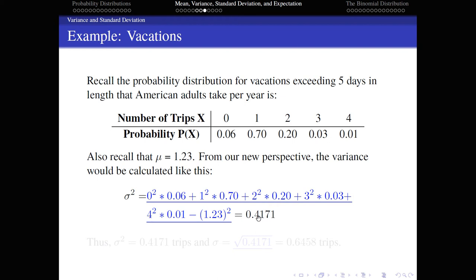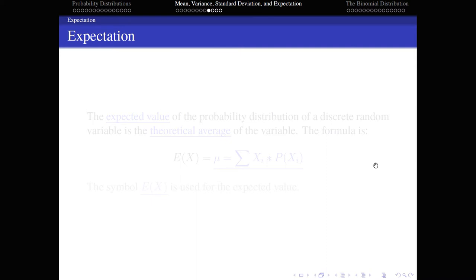0.4171. If you didn't, maybe go back. If you're just a couple places off, so 0.4172 or something like that, it might just be rounding error as you're multiplying these on your calculator. After you have that value, make sure you can get the standard deviation by taking the square root of that value. Standard deviation is about 0.6458 trips.